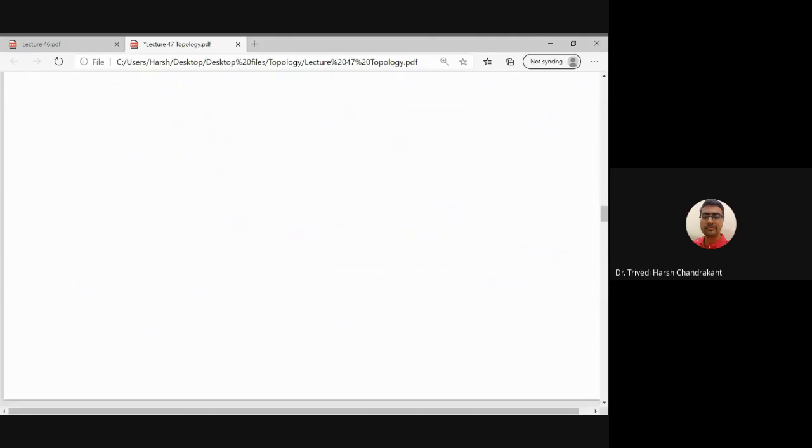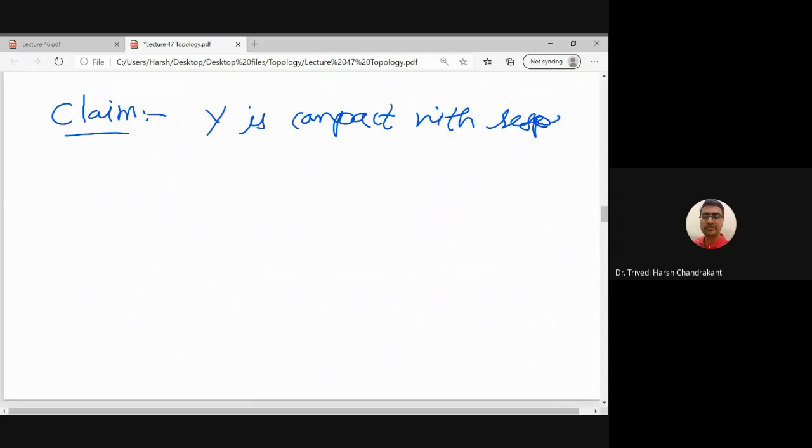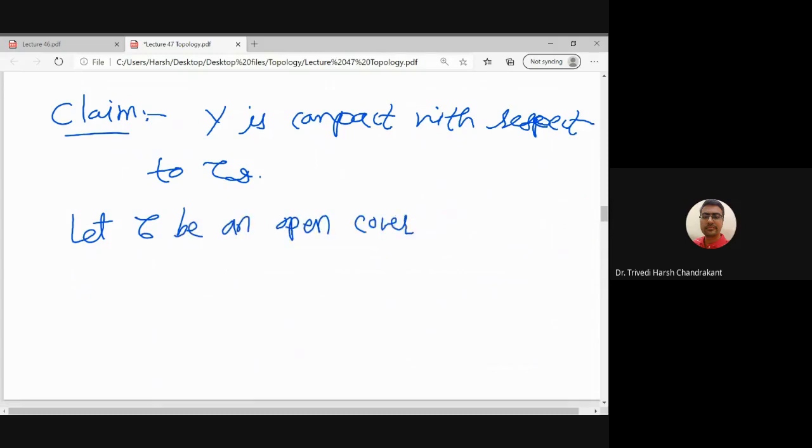So that is just the observation that tau X is basically the subspace topology. And then the next claim is that Y is compact with respect to this topology. So to prove that Y is compact, we start with an open cover. So let C be an open cover of Y, right?